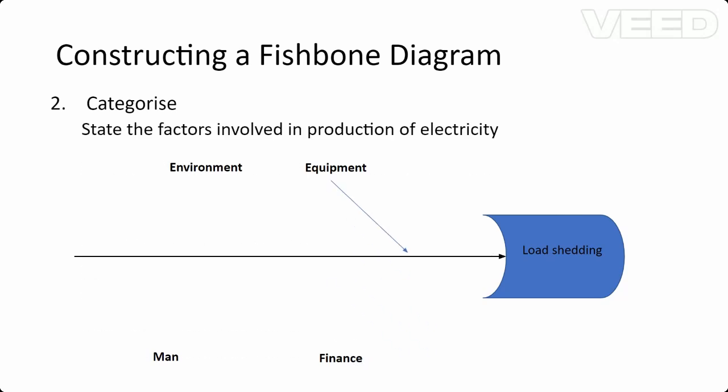So the case is like this. We identified finance, environment, man, and so in that case it forms the shape of the head of a fish and its bones. So these are the categories which we need to analyze to understand the root cause of our problem, which is load shedding or power outage or power shortage.